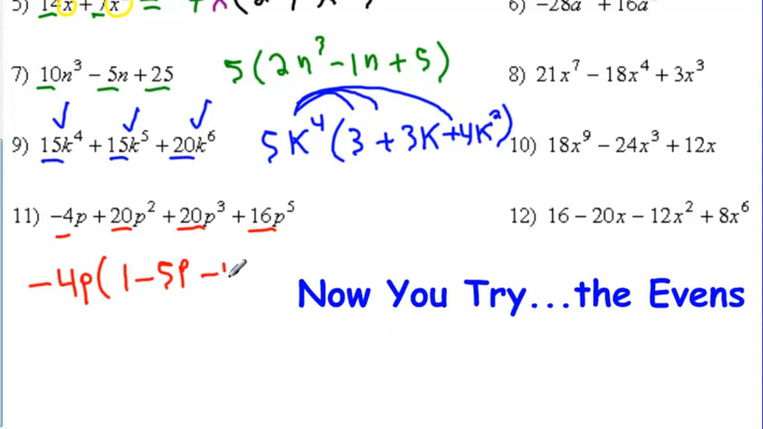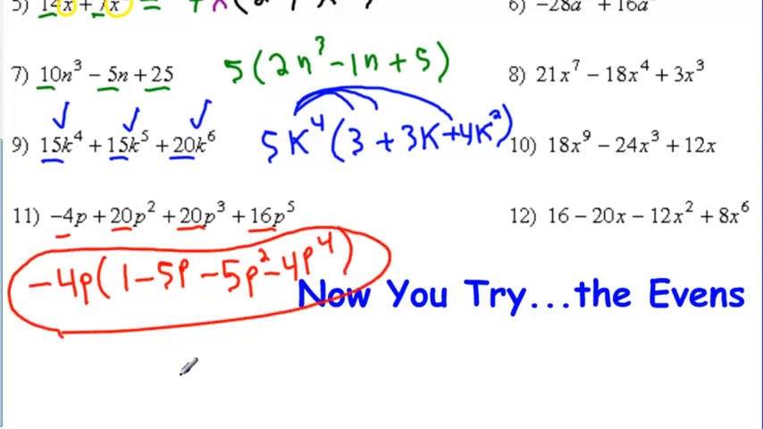Negative times a negative 5 would be a positive. We had 3 p's. We took 1 out, so it's p to the second. Negative 4 times negative 4 will give me positive 16. We had 5 p's. We took 1 out, so now we have 4 p's left. And that is our answer factored. The GCF is factored out.